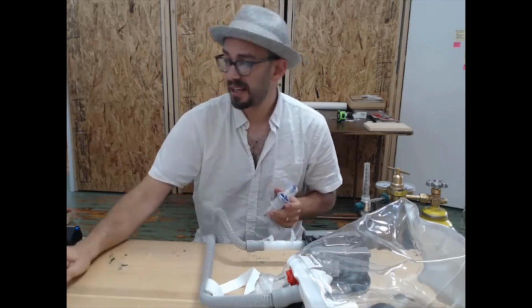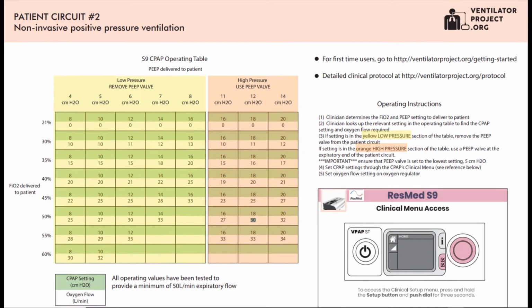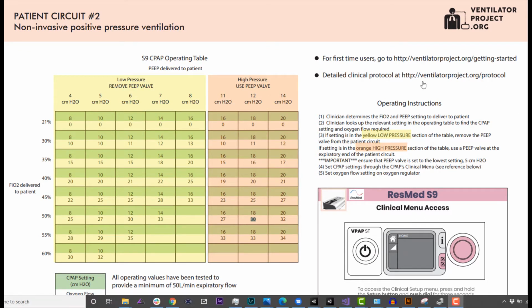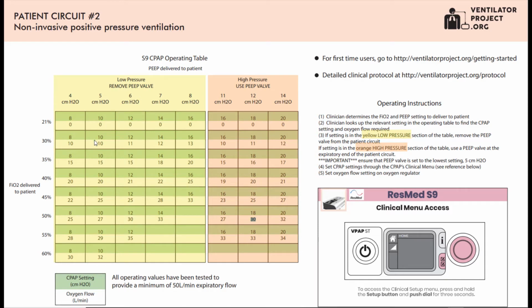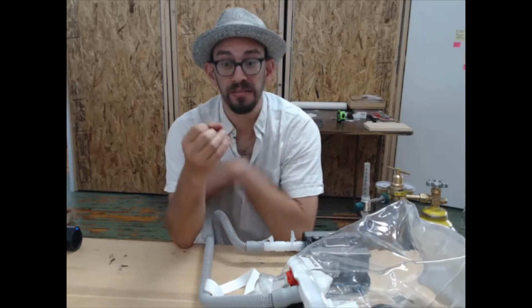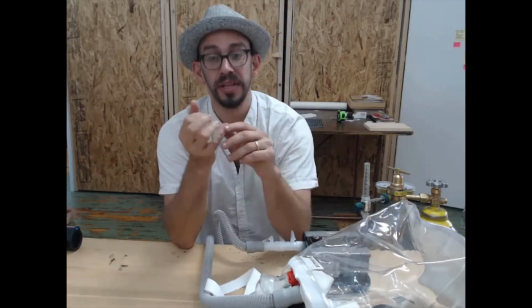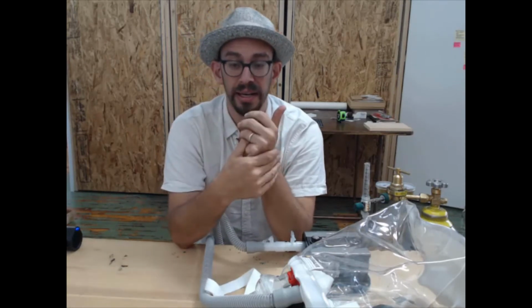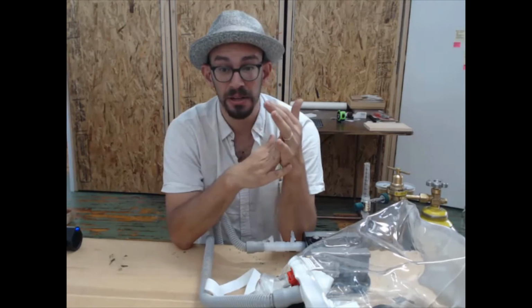Let's talk about that a little bit. This is what's called the operating table. If you look at it, there are two regions of this: the yellow region, which is low pressure, and the red region, which is high pressure. Most of your work is going to be in the yellow region. When you're working here, you do not use the PEEP valve. Set it aside. Talking with physicians who are using oxygen treatment hoods to treat COVID patients, they are almost entirely working in pressure regions less than 10 centimeters of water pressure.